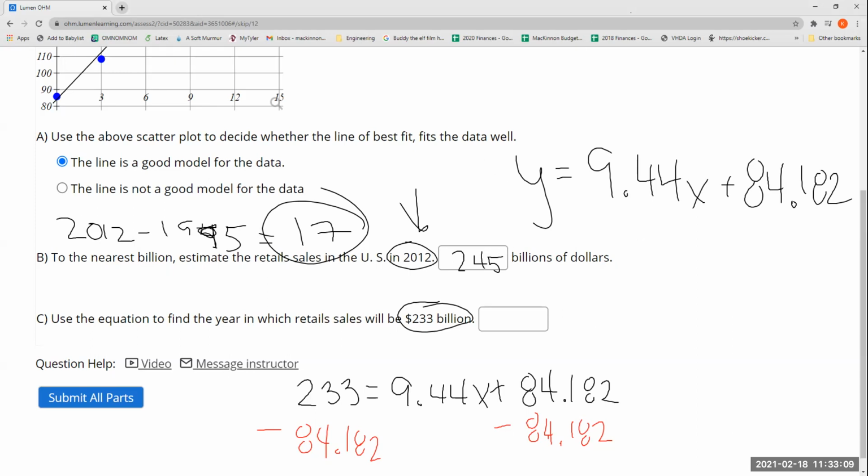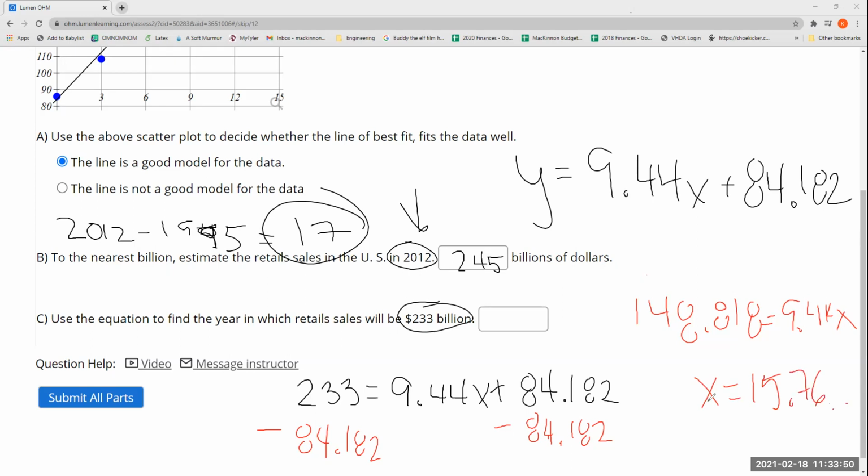And so now we get 148.818 equals 9.44x. So now we divide that by 9.44. And we get X is equal to about 15.76, blah, blah, blah.